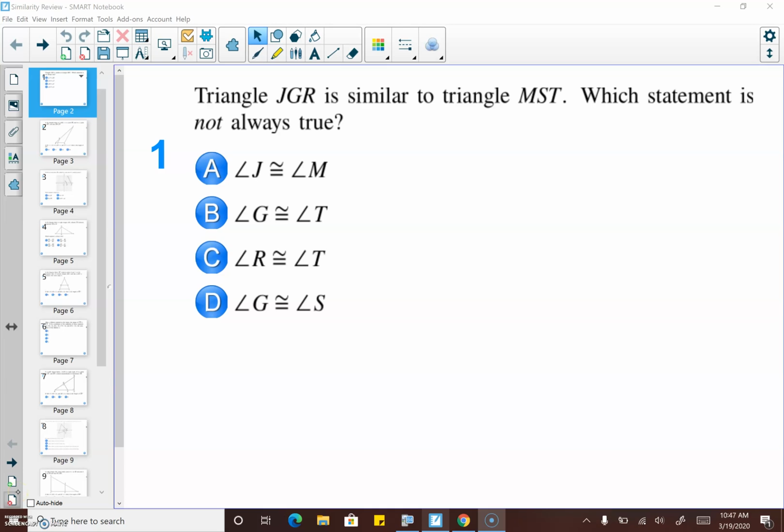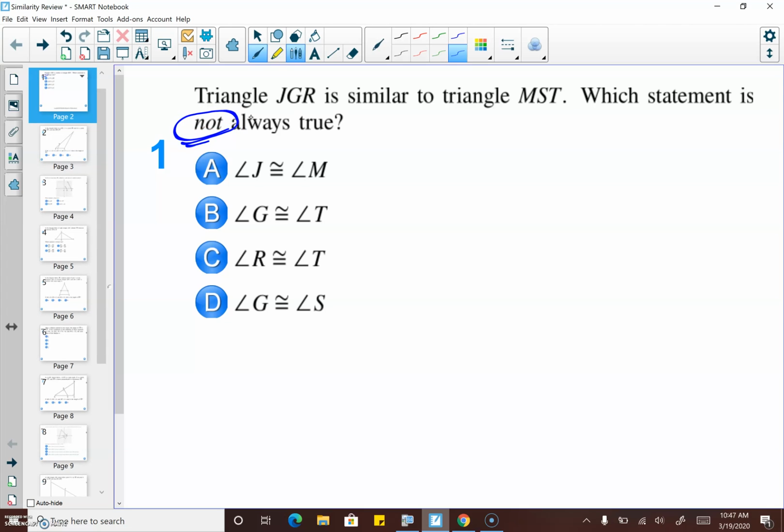Hello everybody. So for our second review assignment, we are going to be talking about similarity. Our first question says triangle JGR is similar to triangle MST. Which statement is not always true?